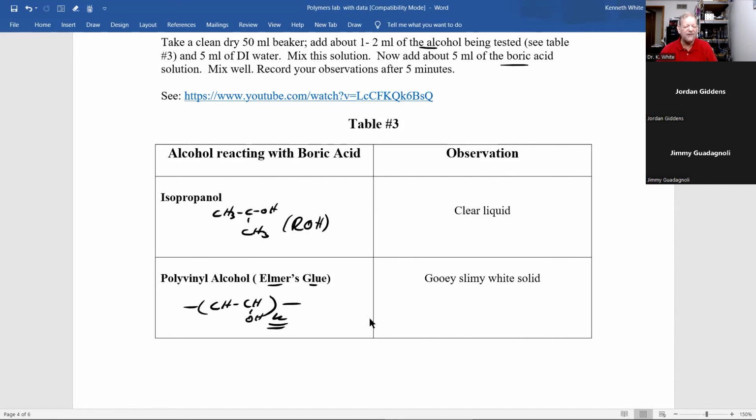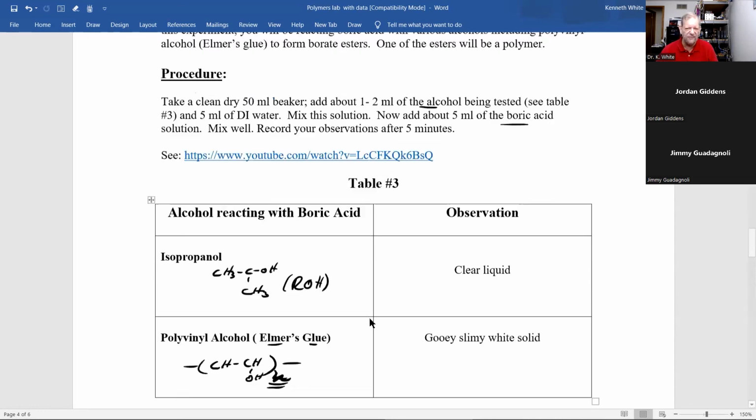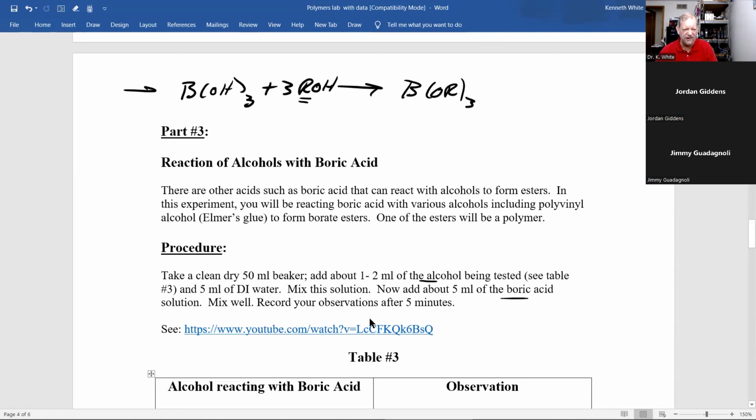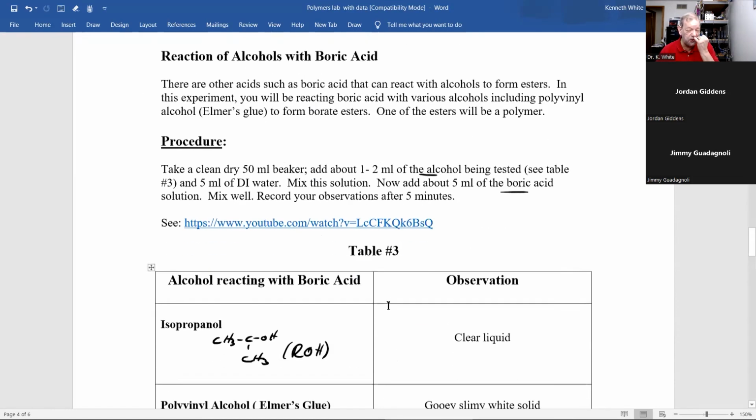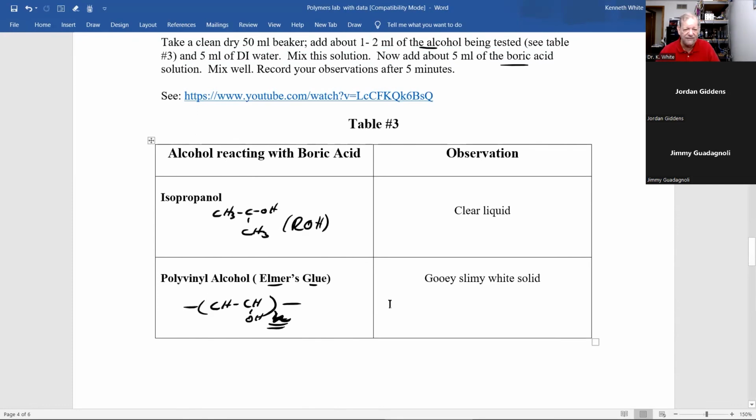And N here is about 500,000 to 1 million, more closer to 1 million. Now, when you mix the two together, you get this reaction. When you do it with the isopropyl alcohol, you get a clear liquid. When you do it with the polyvinyl alcohol, Elmer's glue, you get this gooey, slimy, fun, white solid. And let's take a look at that.